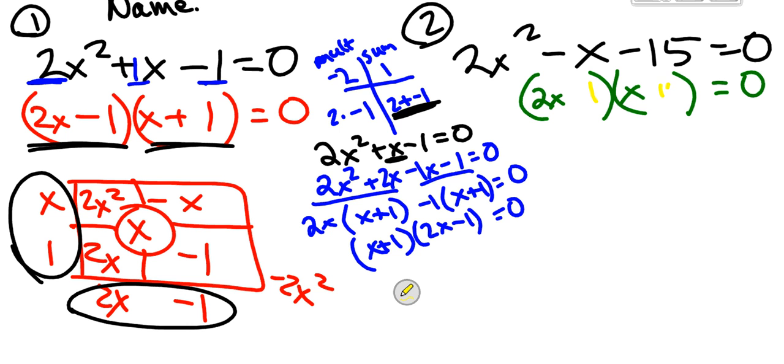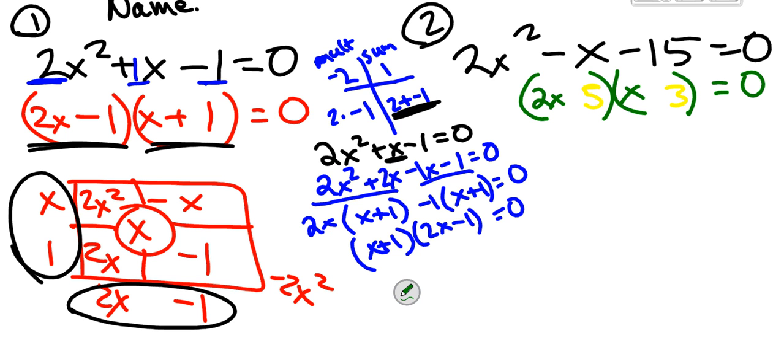If I put 1 there and 15 there, the outside is 30, the inside is 1. Well, that's not going to be something that I'm going to be able to use. If I put 15 here and 1 there, I'll get 15 on the inside, 2 on the outside. That's not going to work either. So if I put 3 here, I'll get 6x. If I put 5 there, I'll get 5x. So 6x and 5x have a difference of 1.